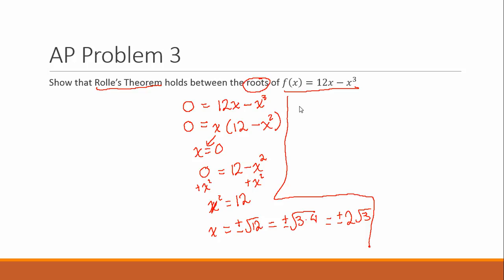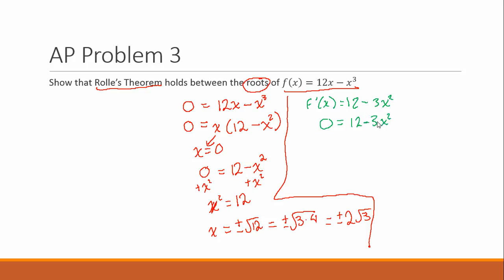So what we want to find is that the derivative is 0, because that's what Rolle's theorem tells us about. It tells us about the derivative being 0 between our roots. So we want to find out that there's one between negative 2 root 3 and 0, and between 0 and positive 2 root 3. So let's go ahead and take the derivative. So f prime of x is equal to 12 minus 3x squared. Now, once again, we're trying to find out when the derivative is equal to 0. So let's make this equal to 0, and we get 0 is equal to 12 minus 3x squared.